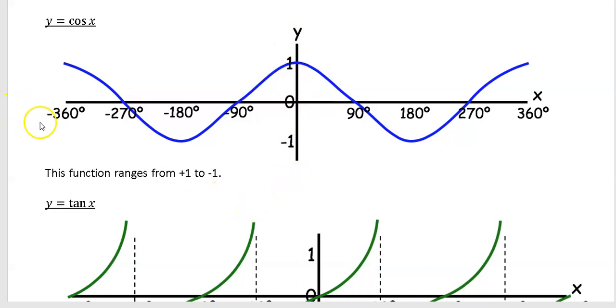So again, you just put in cos of minus 360, cos of minus 270, and so on, all the way along to get all your points. And then you just join them up. These would be the points you would get, and then you just join them up with a smooth curve, and you'll get the resulting graph up above.